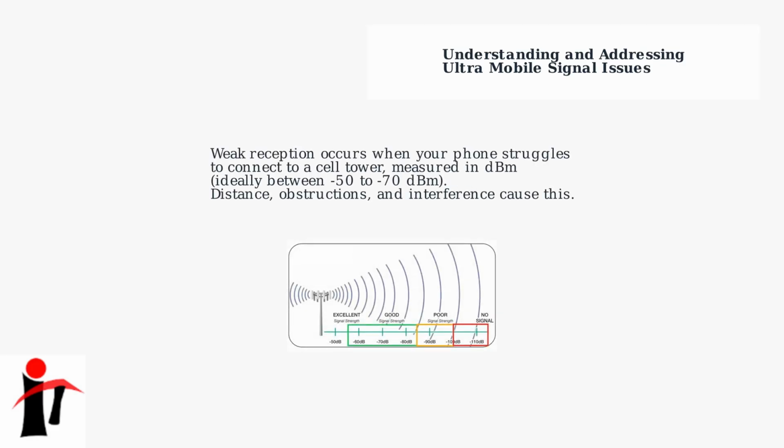Ultramobile signal problems often stem from weak reception, band lock, or temporary glitches. Weak reception occurs when your phone struggles to connect to a cell tower, measured in dBm, ideally between -50 and -70 dBm. Distance, obstructions, and interference cause this.